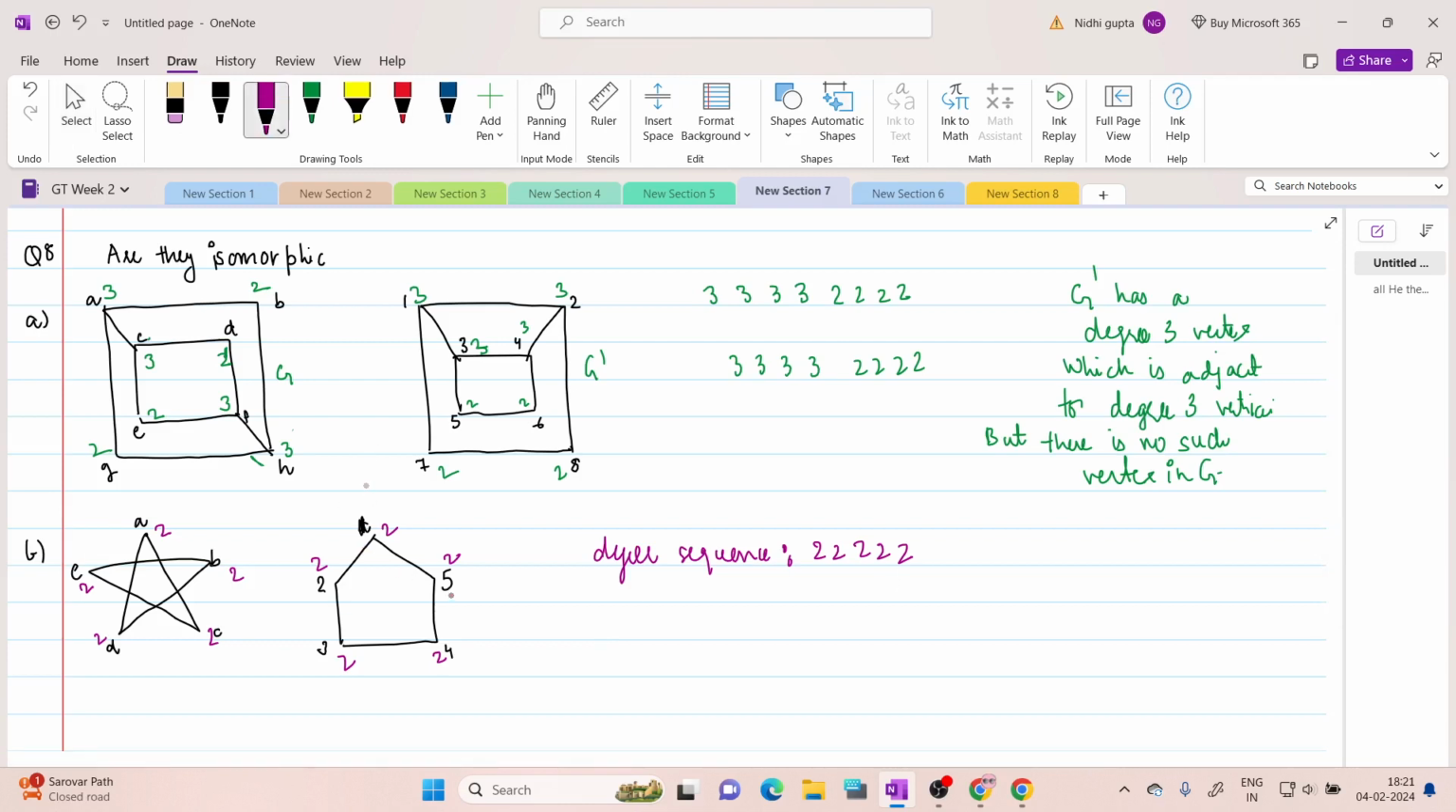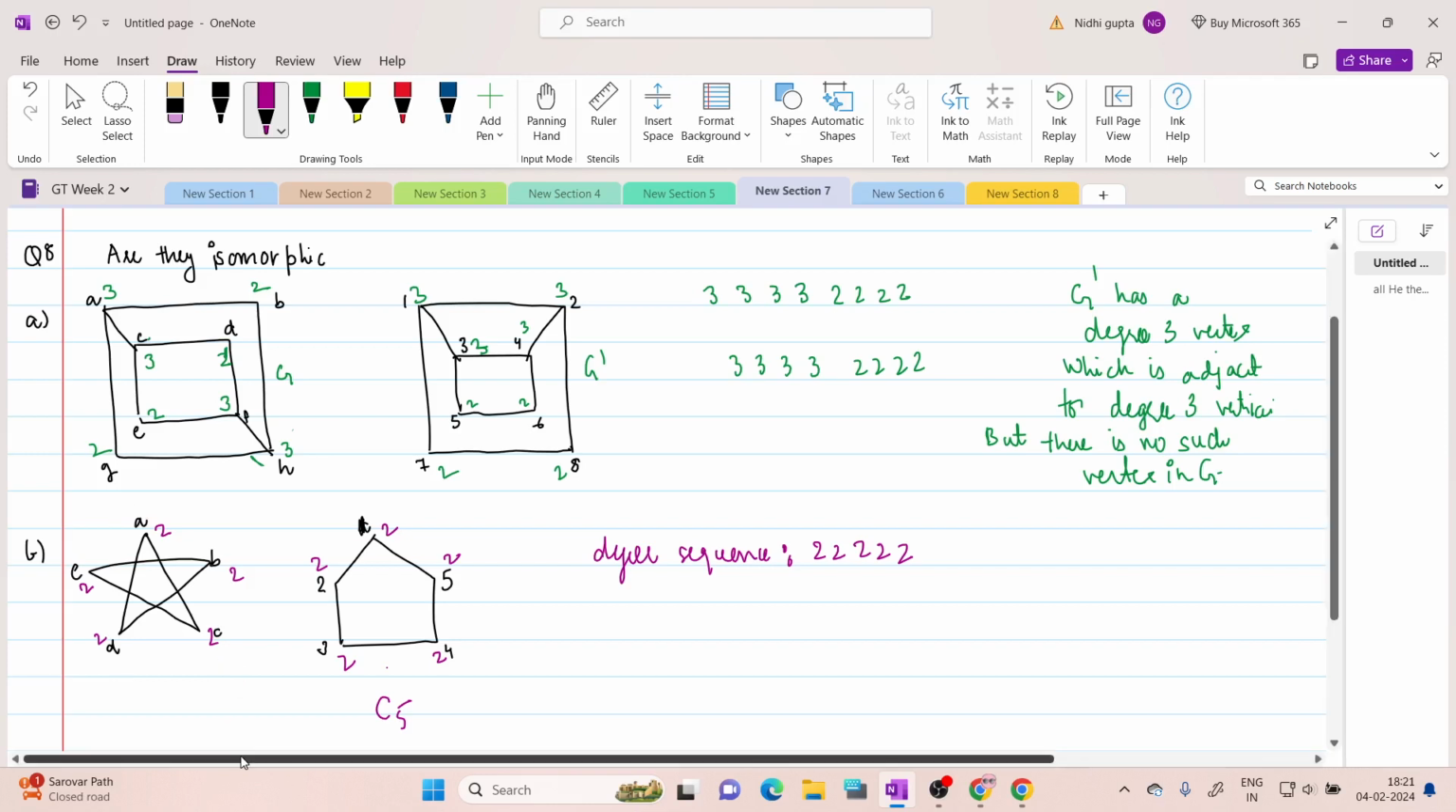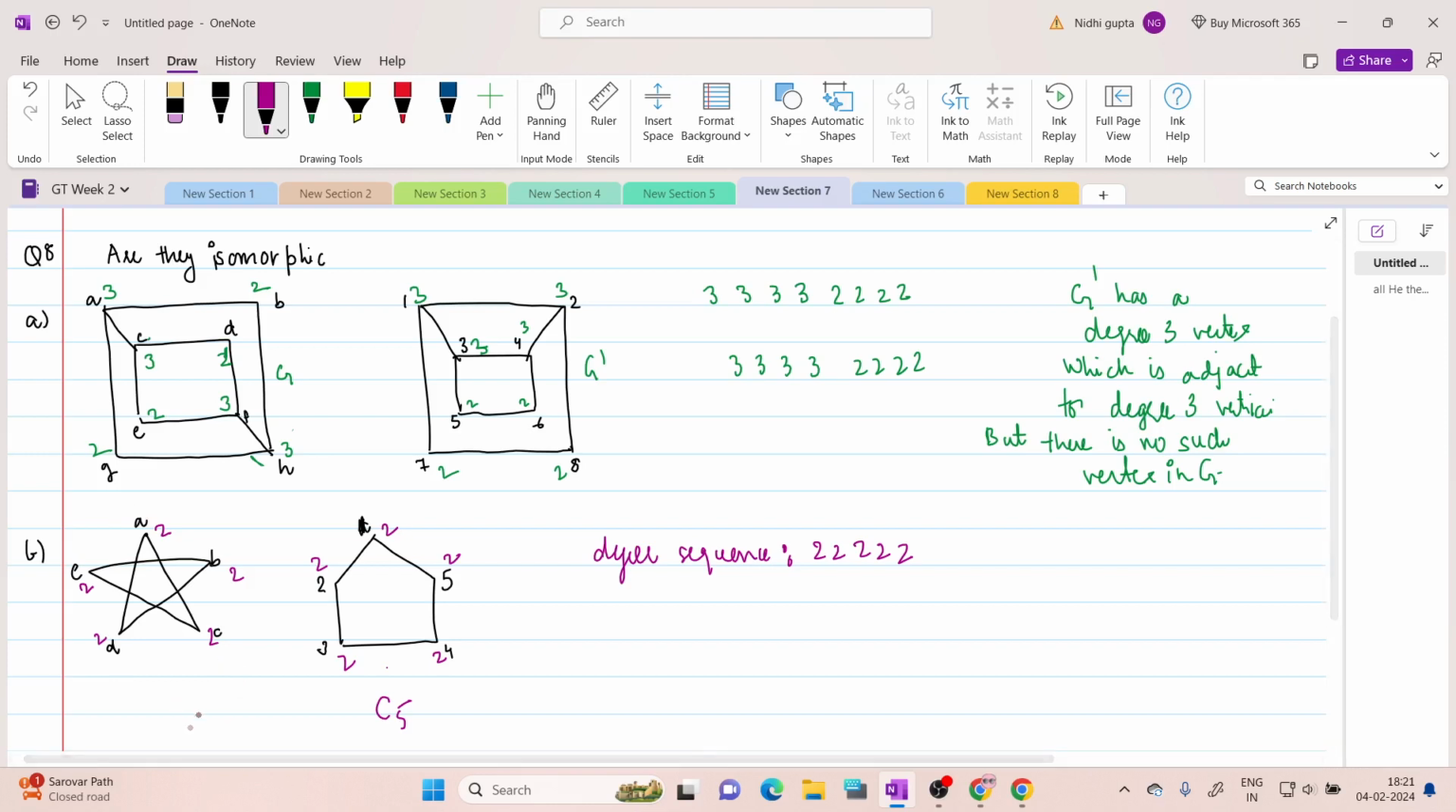So see, this is a cycle. Is the other one a cycle? If the other one is a cycle, then we can say they are isomorphic. Do you think this is a cycle? This is basically C5. This is a cycle, but that is not a cycle, ma'am. Okay, why is it not a cycle? If it is a cycle, then you already have a map, then you can send one vertex to the other.